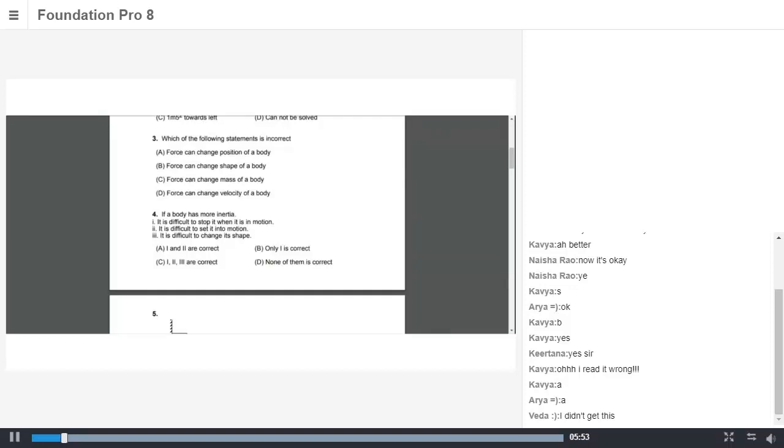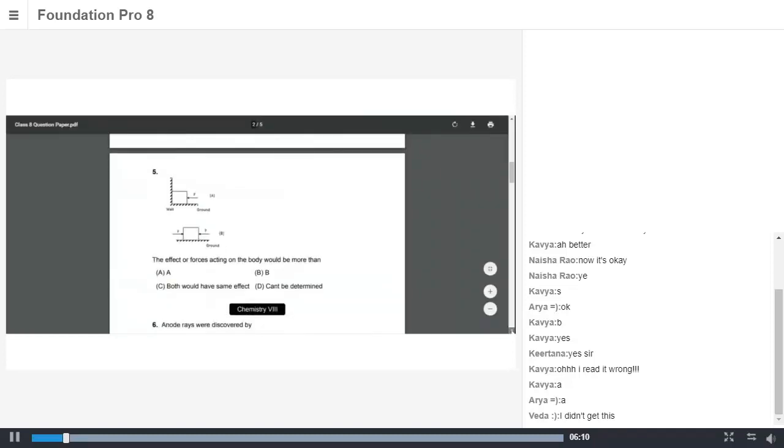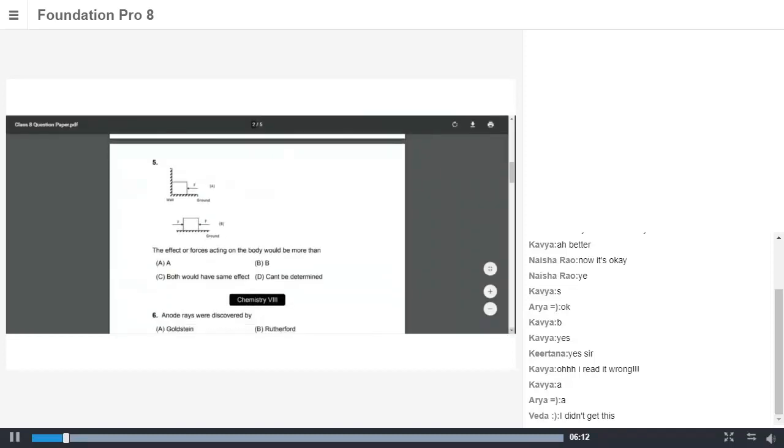Now, it is also difficult to change its velocity. However, we don't talk about change in shape when we are talking about inertia. And the last question, we did this in class. The effect of forces acting on the body would be more in. Of course, the question was corrected in your paper. So is it A, B, or would both have the same effect? So both would have the same effect. Got it. So I hope this is clear to all of you.